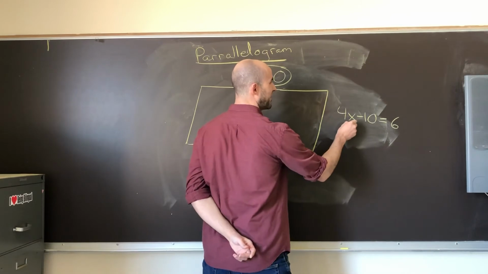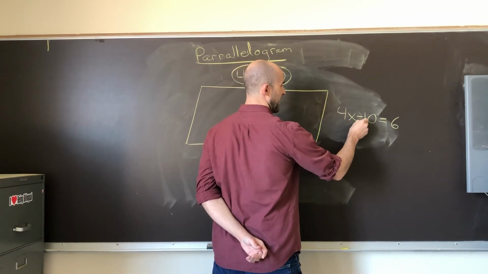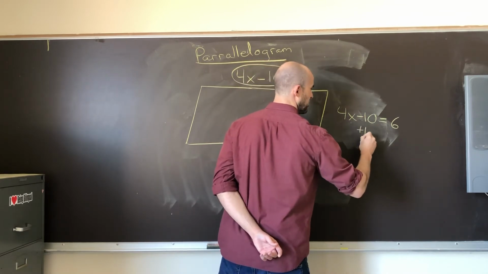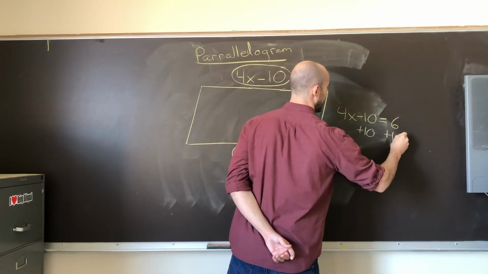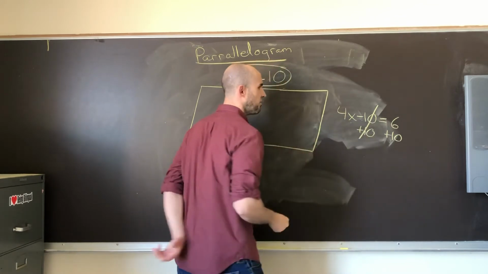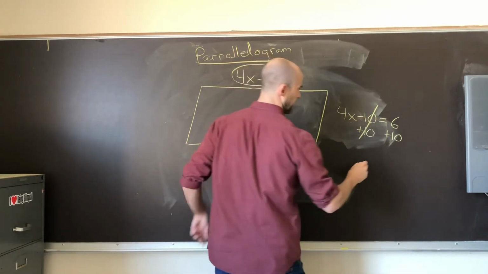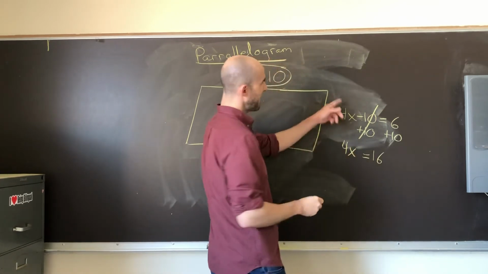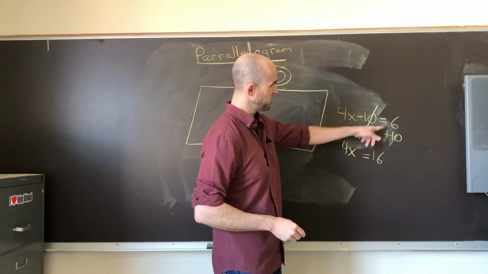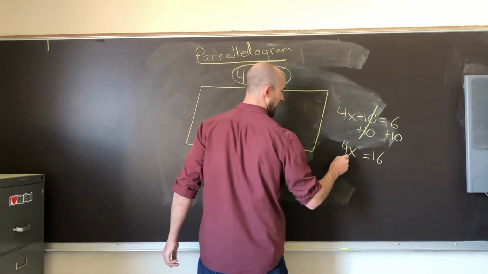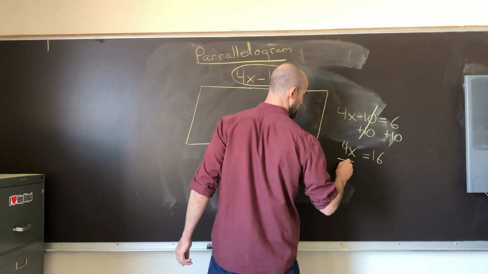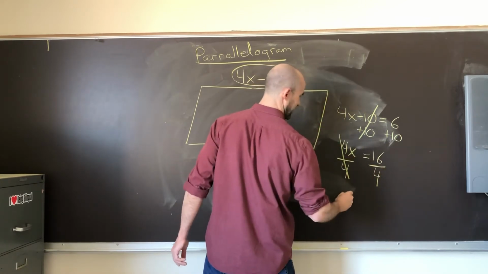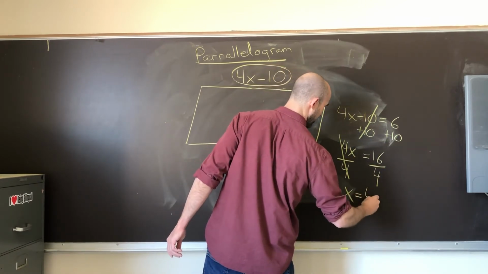We want to solve for x. First thing, get rid of the 10, because anything with the variable we do last. Opposite of subtraction is addition. So add 10 here, add 10 there. The 10s cancel, right? 6 plus 10 gives us 16 equals 4x. I just brought down the 4x, right? So 4x equals 16. Now to get x by itself, opposite of multiplication is division. Divide this by 4, divide that by 4. The 4s cancel out. We know that x equals 4.